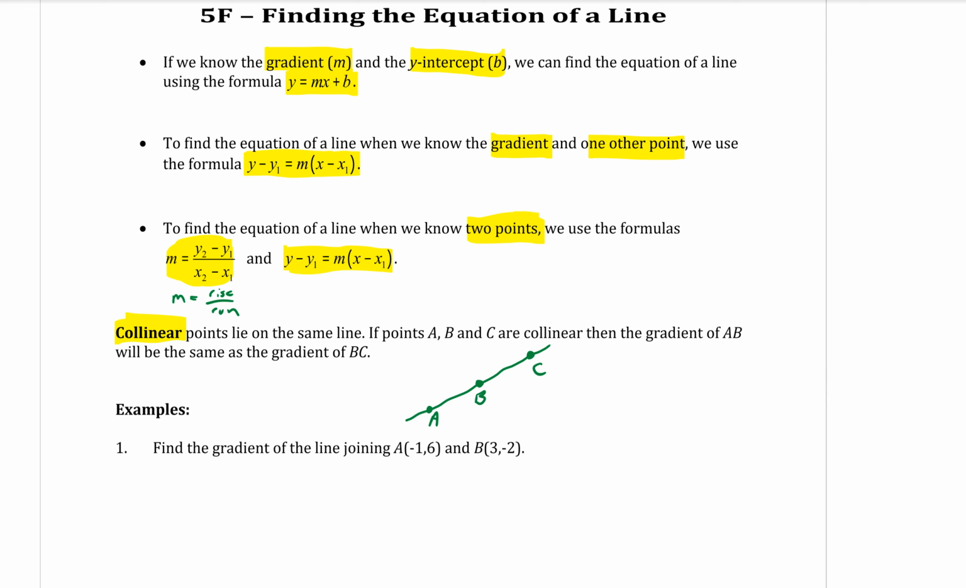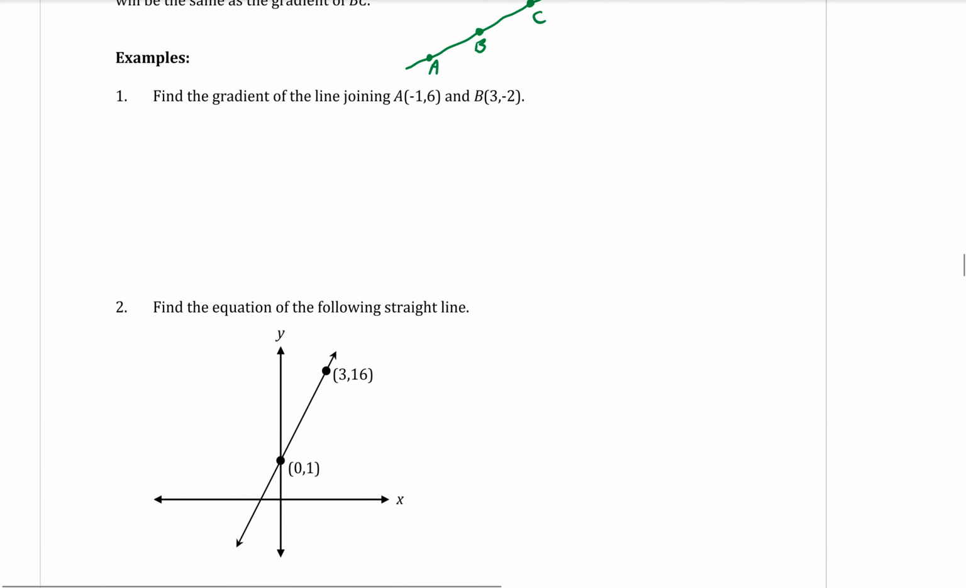So example number 1, find the gradient of the line joining the point A, which is -1, 6, and B, which is 3, -2. Now, to find the gradient, I'm given 2 points. I want to use the formula y2 take away y1 over x2 take away x1.